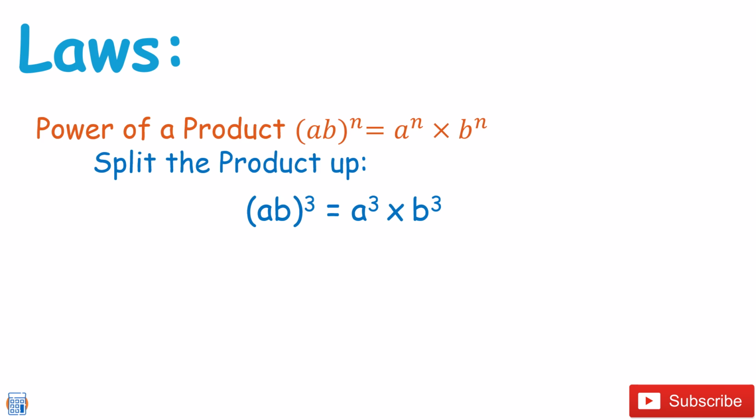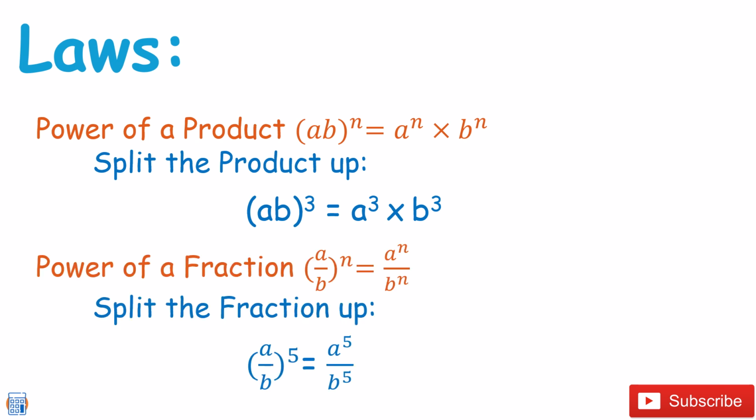Now power of a product. If you have ab cubed, you just split up the product. So a cubed times b cubed. That's it. Now if we go to power of a fraction, if you have a over b to the 5, you basically just split it up and put the 5 on the top and bottom. So it's a to the 5 over b to the 5.